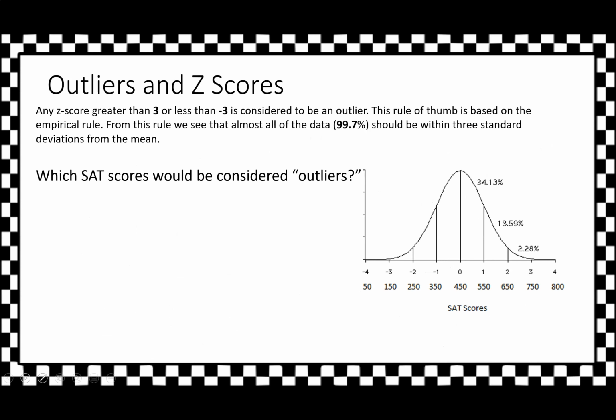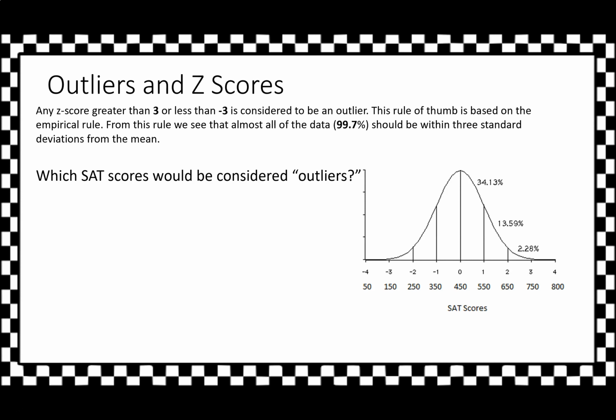Now, we can also calculate outliers by looking at z-scores. Any z-score greater than 3 or less than negative 3 is considered to be an outlier. This rule of thumb is based on the empirical rule. From this rule, we see that almost all the data, 99.7%, should be within 3 standard deviations from the mean. So we're really talking about outliers being here and here, which, if you recall, are kind of our 0.1%. So let's see which SAT scores here would be considered outliers.